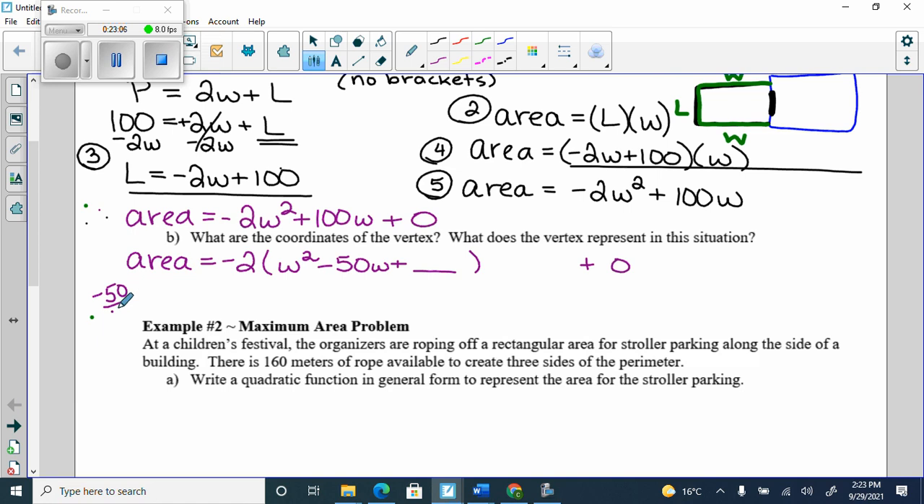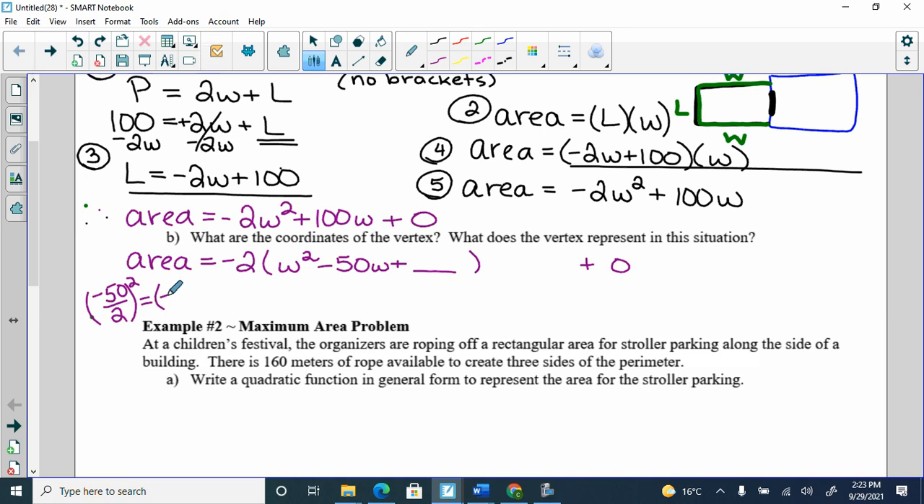I divide it by 2 and I square it. So I get negative 25 squared, which I believe is 625. So I'm going to write 625 here.